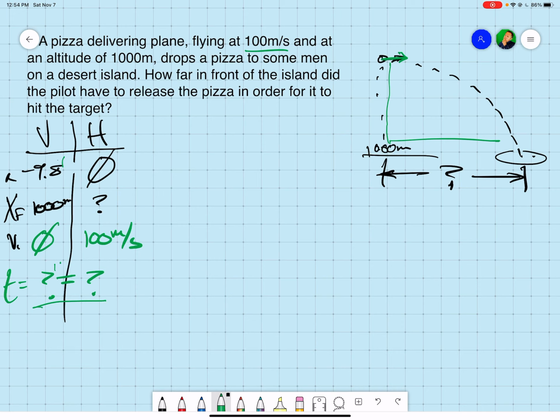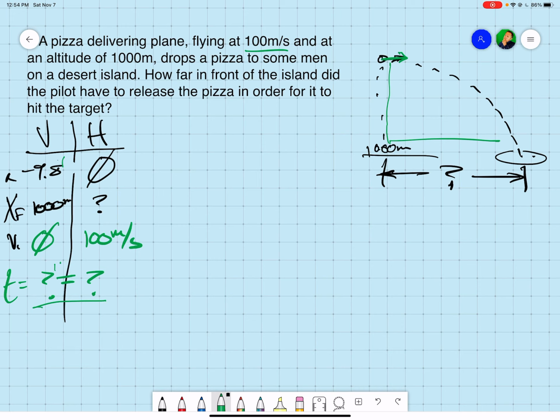Vertically, and you want to keep all your numbers separate. So vertically, what do we got? Well, it's going to be this equation. Right there. I can cross some stuff out. My initial position is 0. Unless I ask for or give you initial position, 0. My initial velocity vertically is 0. That's gone. So all I have left is XF equals 1/2 AT squared.